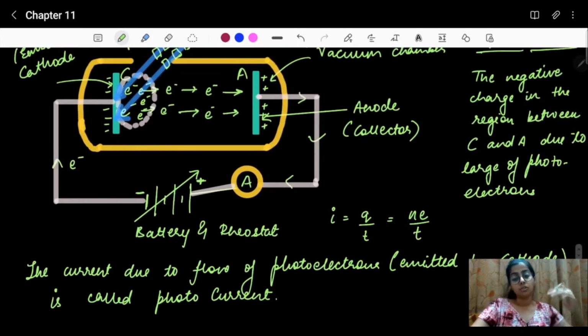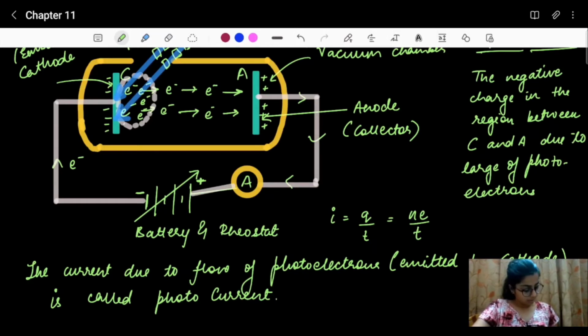So when there is flow of electrons inside the circuit, the direction of current will be opposite to the flow of electrons, because the direction of current is considered as the direction of positive charge. So if electrons are moving from north to south, it means the positive charge will be moving from south to north. That's why the direction of current will be opposite to that of the flow of electrons.